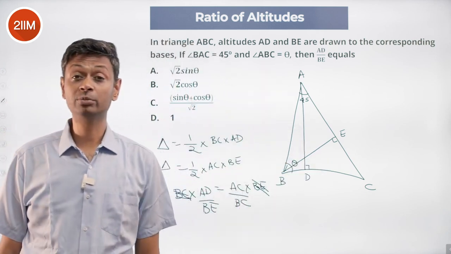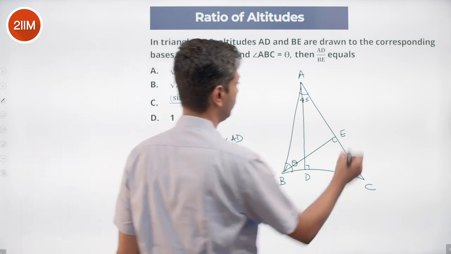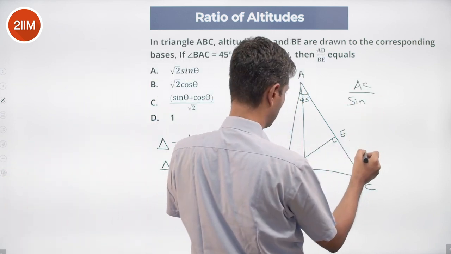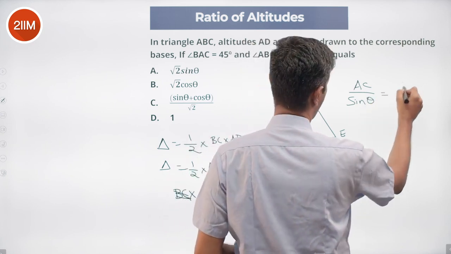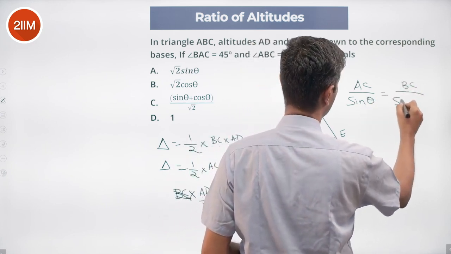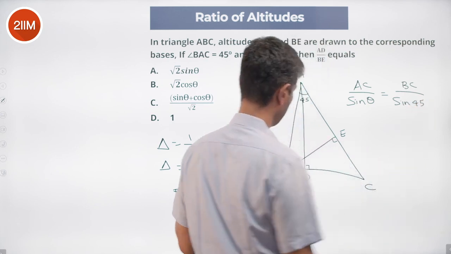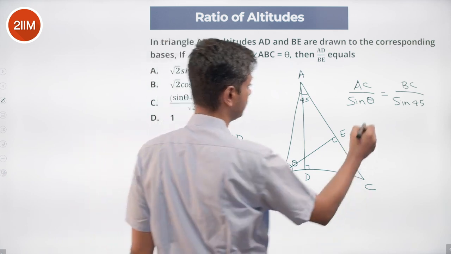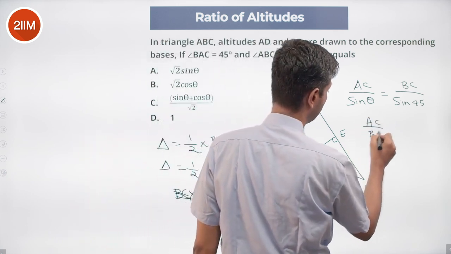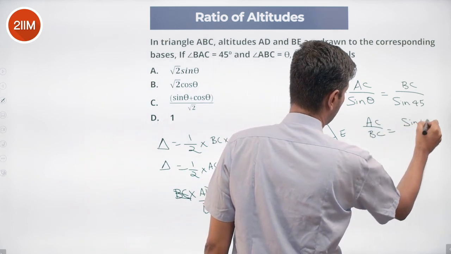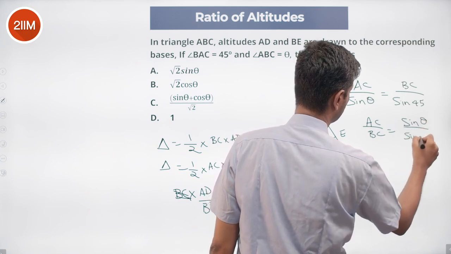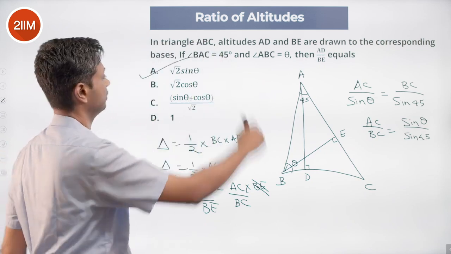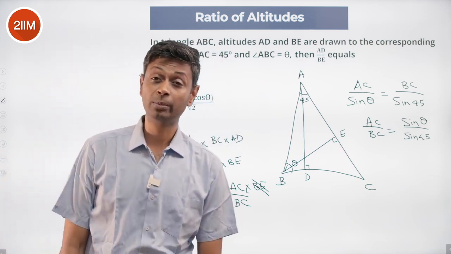Nice. Now AC by BC. We know a by sine A equals b by sine B equals c by sine C. So AC by sine theta, the angle opposite, equals BC by sine 45, the angle opposite, which is BC by sine of ABC. We want to find AC by BC. AC by BC equals sine theta by sine 45, which is sine theta by 1 by root 2. Done.